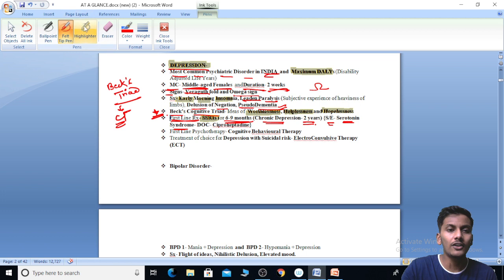And what is the drug of choice for serotonin syndrome? The drug of choice for serotonin syndrome is cyproheptadine. Please remember this. Moving further.